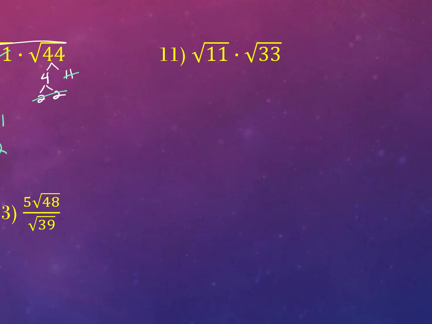11 is square root 11 and square root 33. So square root 11 stays. 33 would be 3 times 11. 11 repeats. So I bring that to the outside. 3 stays underneath.